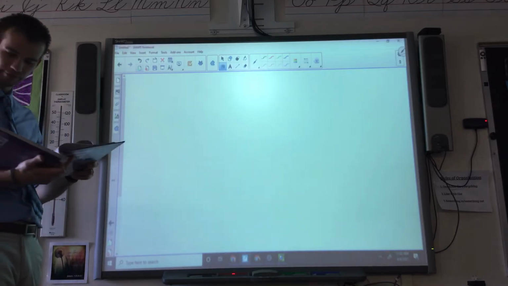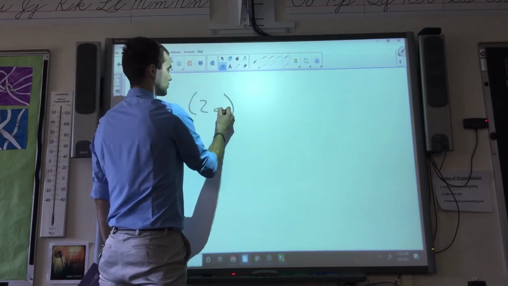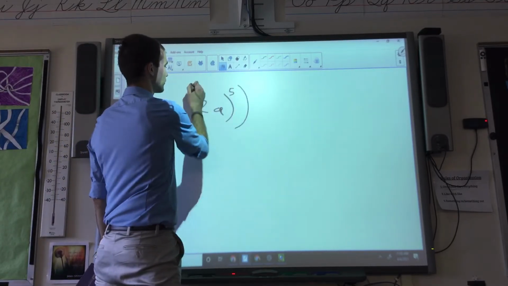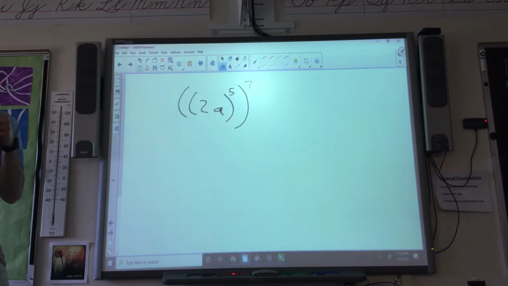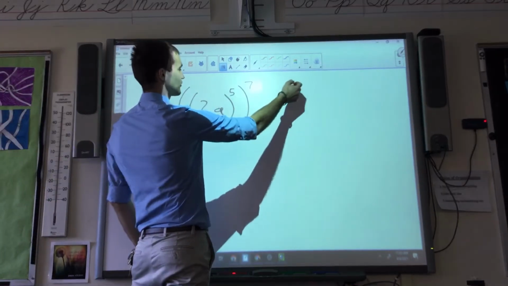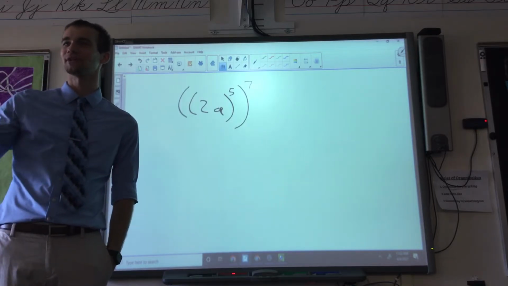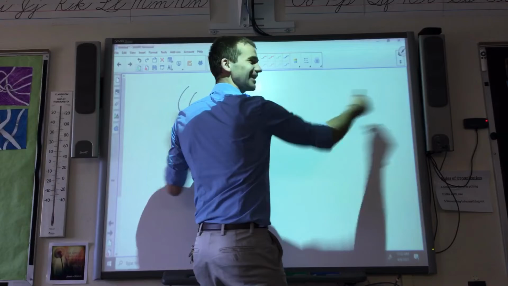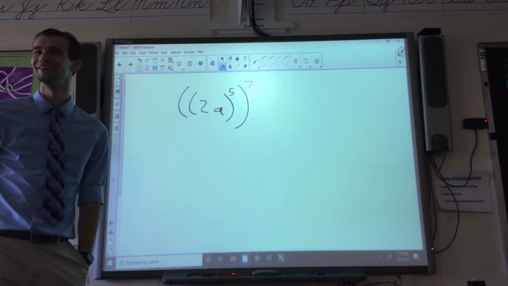Here, I'll give you this one. Bottom of page 27, 2A in parentheses, to the 5th. It's just extra parentheses. If you think this is fun, you should wait till you get into high school and you do problems your junior year and you've got like 6 sets of parentheses going on somewhere in the problem and you have to simplify it all. Super fun.